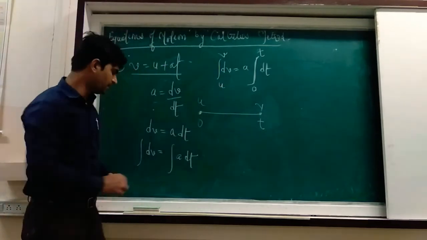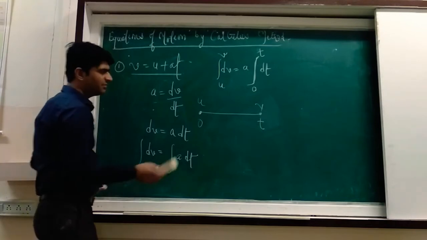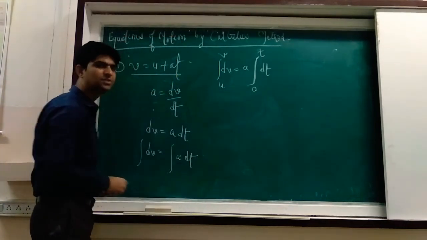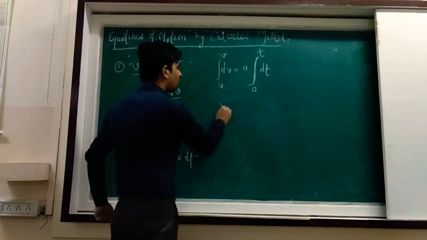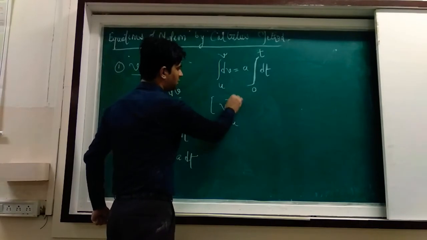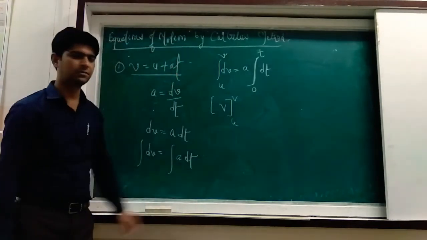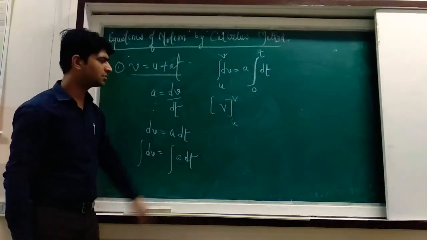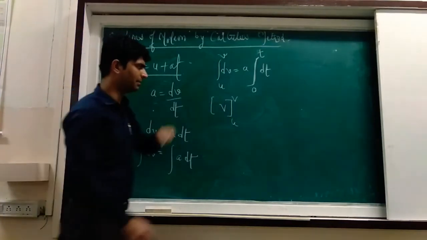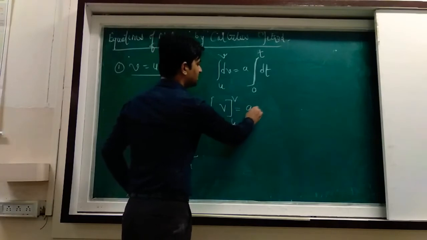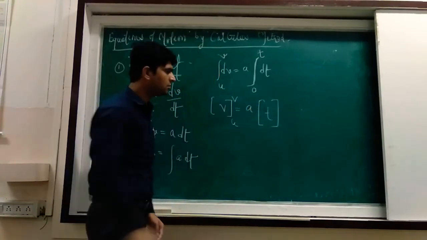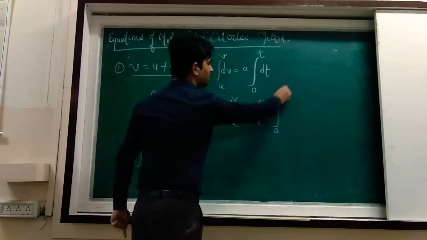So the same limits I have kept here. Now what will be the integration of dV, which is a very basic formula of integration? The integration of dV is V. So I will write V in brackets, upper limit upside, lower limit downside, so U to V. The integration of dt will be t, so the lower limit is 0 and the upper limit is t.